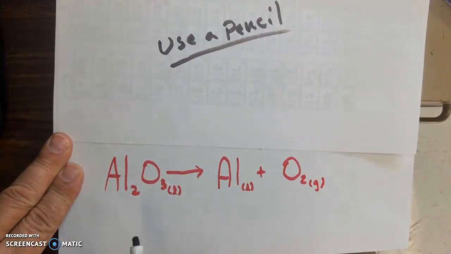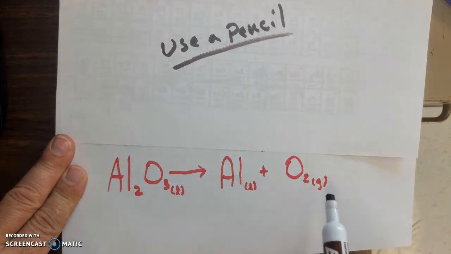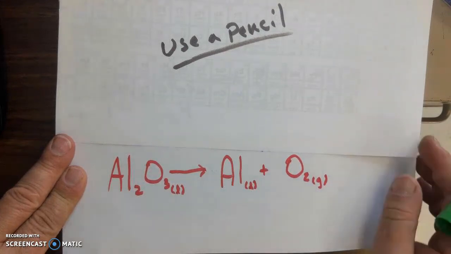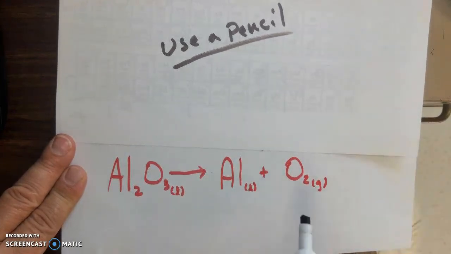Okay, let's see if this is even balanced. For starters, this is a liquid, this is a liquid, this is a gas. Okay, so how many aluminums? 2. How about over here? 1. Ooh. How many oxygens here? 3. How about here? 2. Okay, so totally unbalanced. So let's start by using some intuition here.